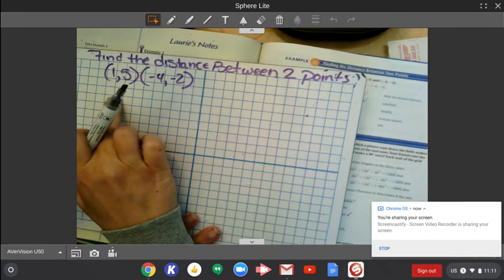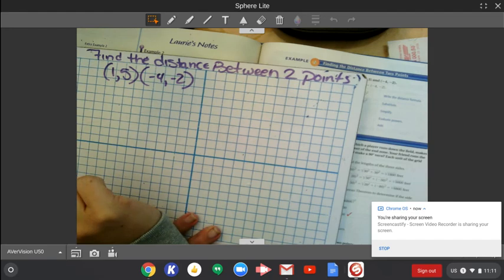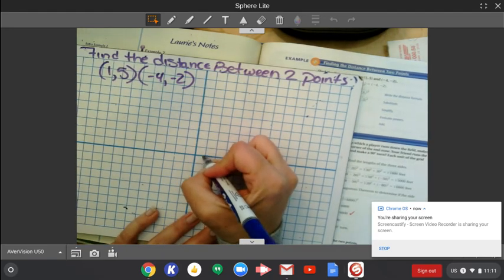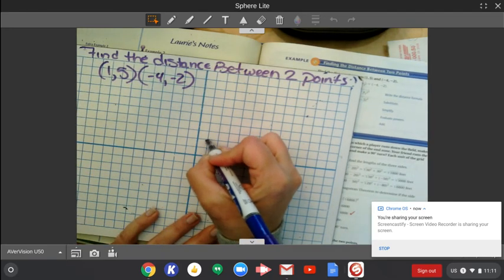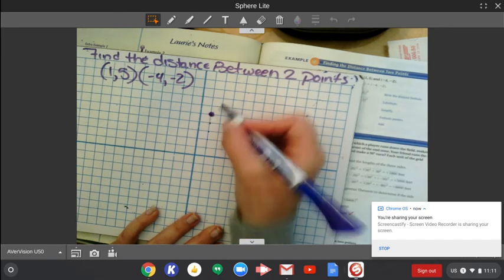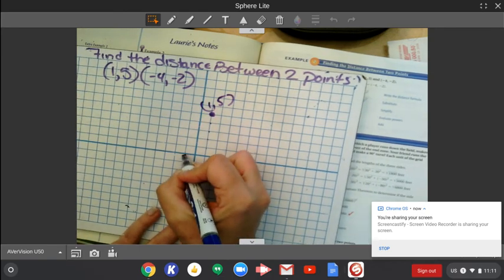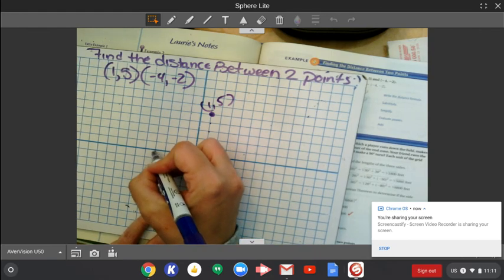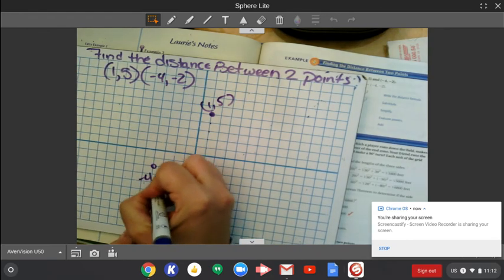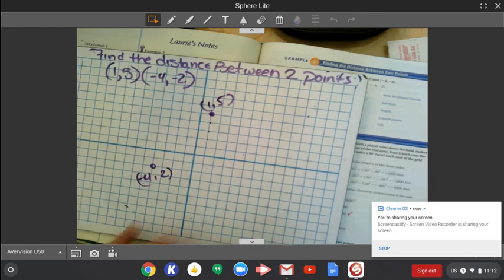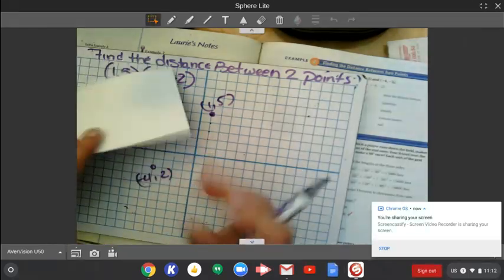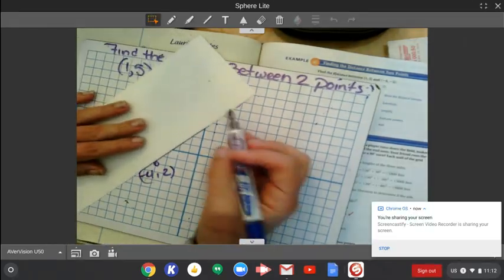So first of all, you're going to be given 2 points. I'm going to graph them. Okay, this is 1, 5. And then I'm going to use 1, 2, 3, 4 to the left, 2 down. This is -4, 2. Okay, now I'm going to connect the points. I'm trying to find the distance between these 2 points.